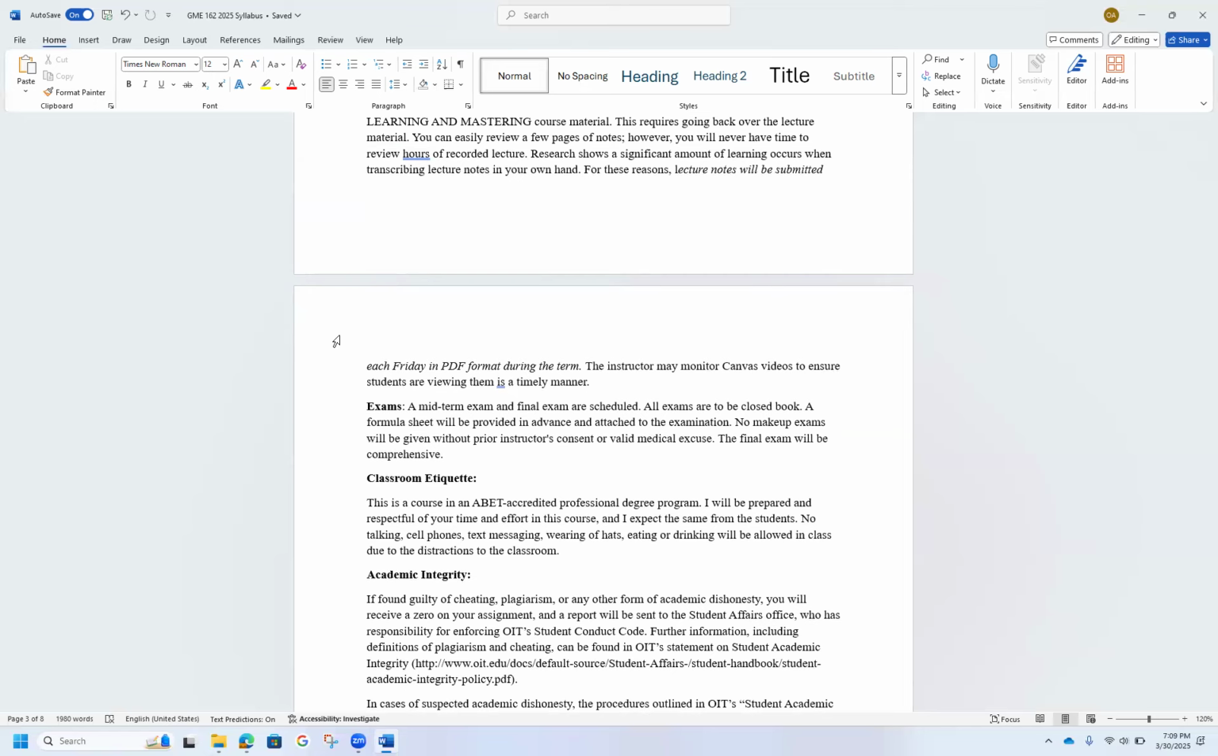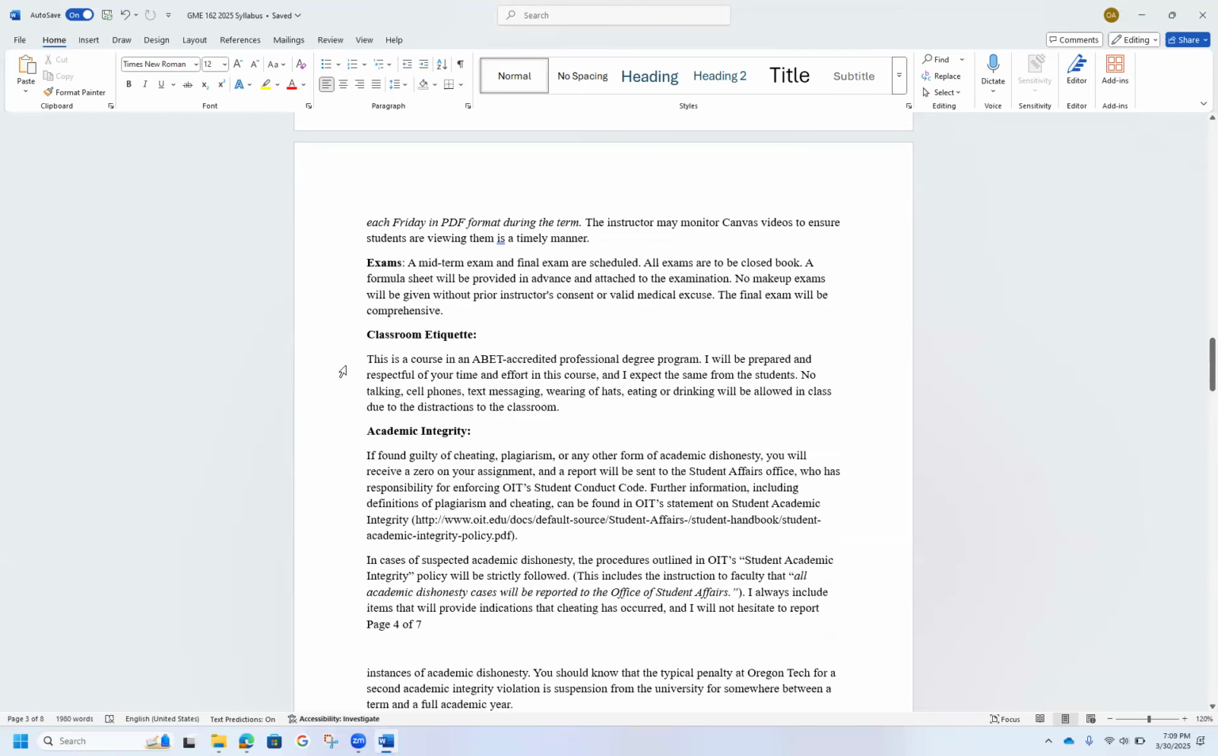So exams: the midterm exam and final exam are scheduled. I have them already kind of booked for the weeks when they're going to come out. I'll give you a fair warning when those are ready. But again, the final exam is just the final exam. So the midterm exam and the final are closed book.